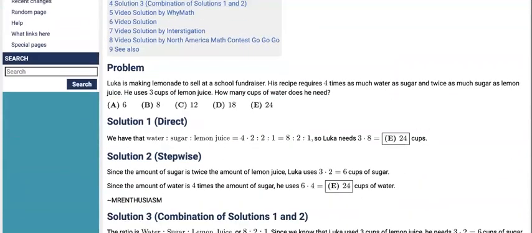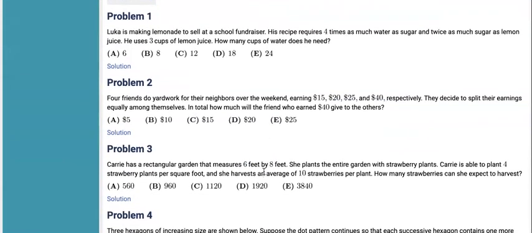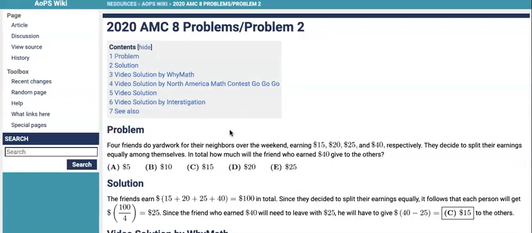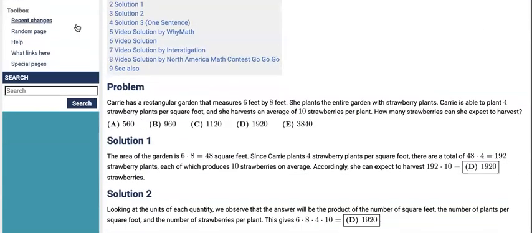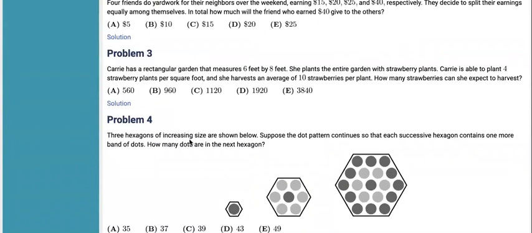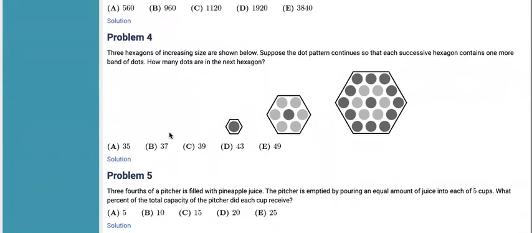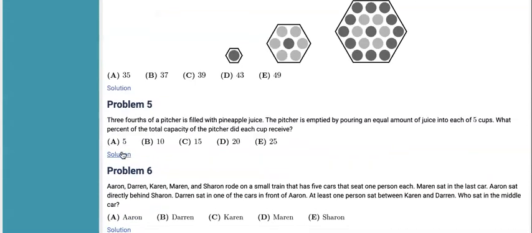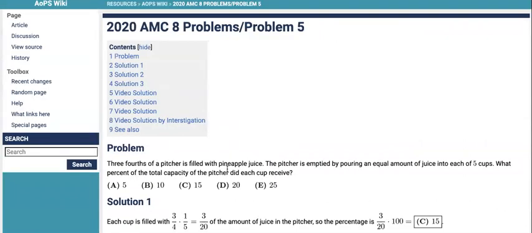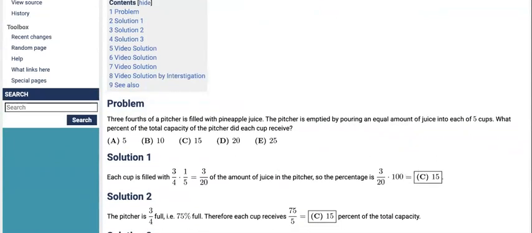24th, that's what we said. Cool. Problem 2, what did we say? We said 15. Yep. Problem 3, what did we say? We said 1920. Yep. Okay, problem 4, we said like 37. Yep. Oops, what did we say? Yep, that's what we said, because 75 divided by 5 is 15.